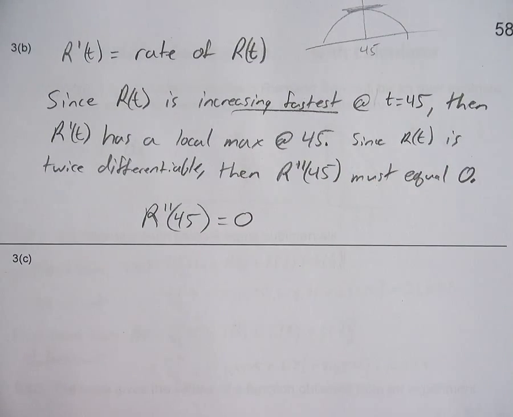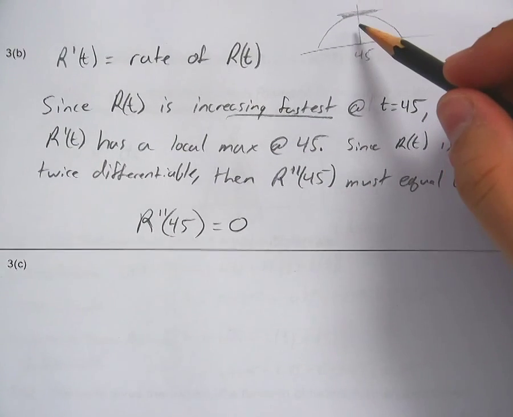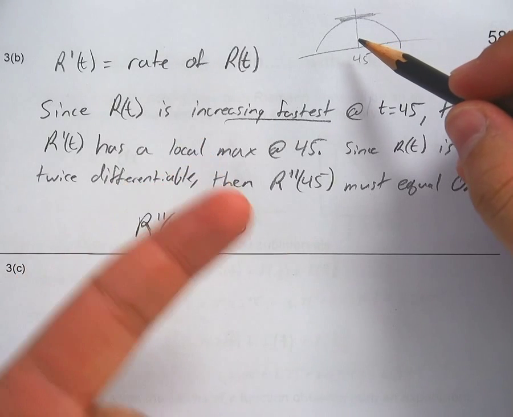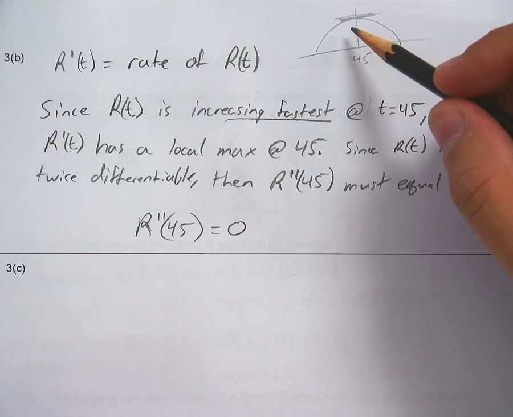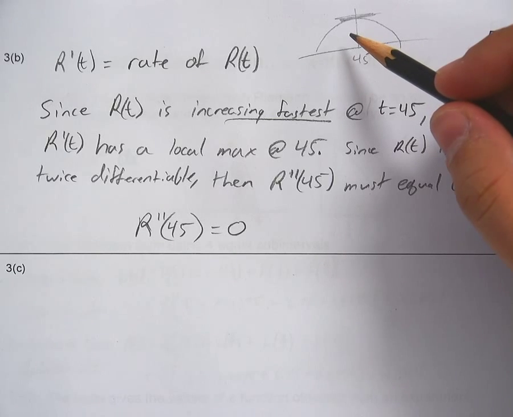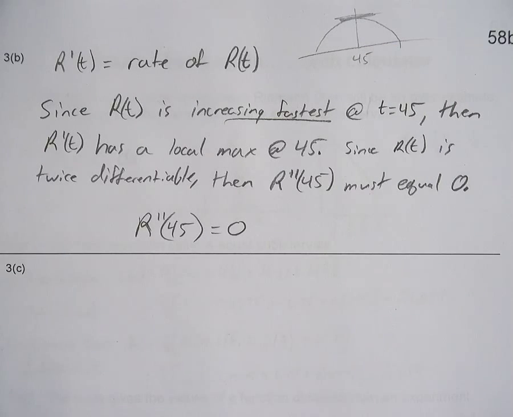What that means, since I am increasing fastest, r prime has a maximum. And the derivative at a maximum is always 0. So at 45 you have a maximum, and that maximum is going to cause r double prime to be 0. Okay?